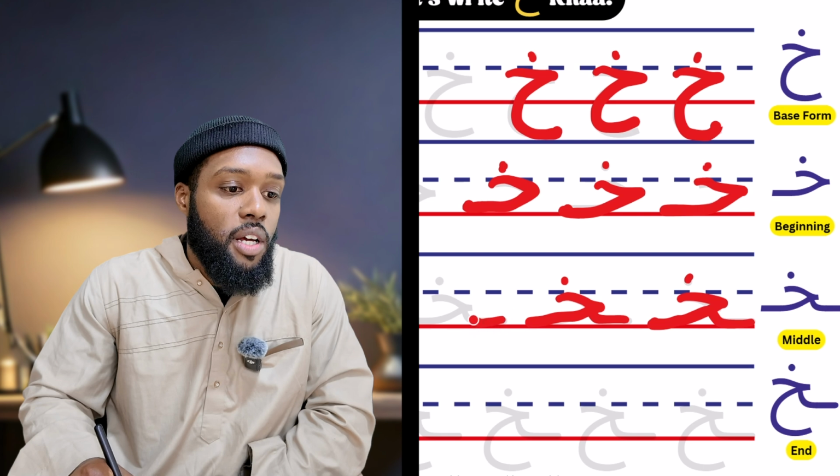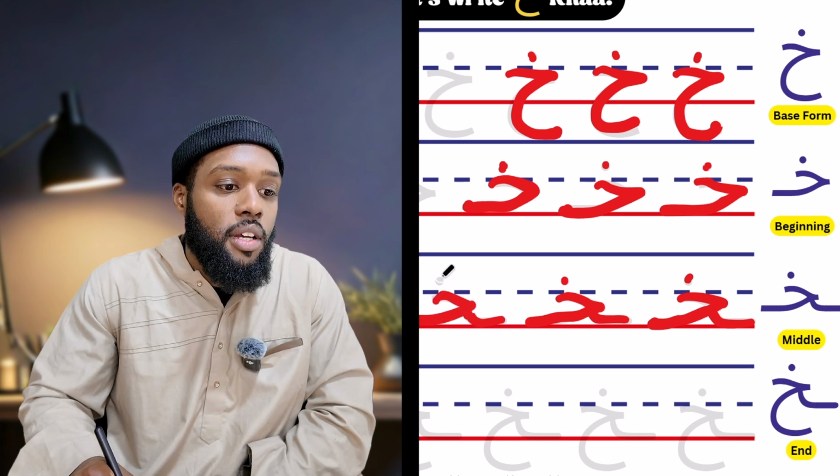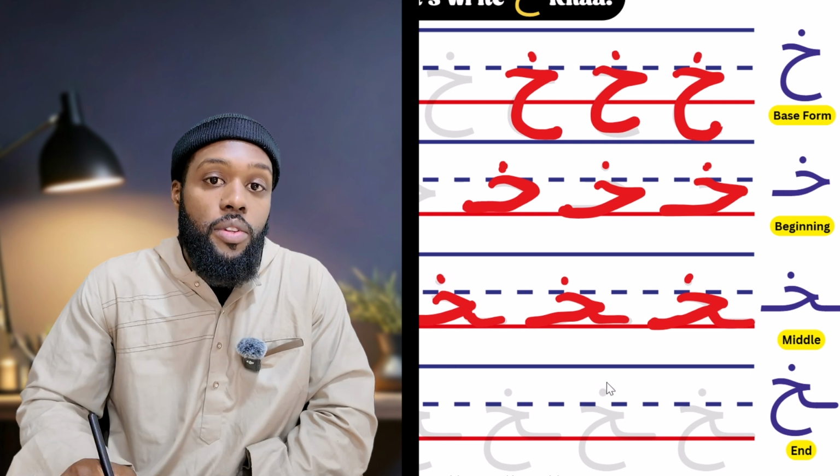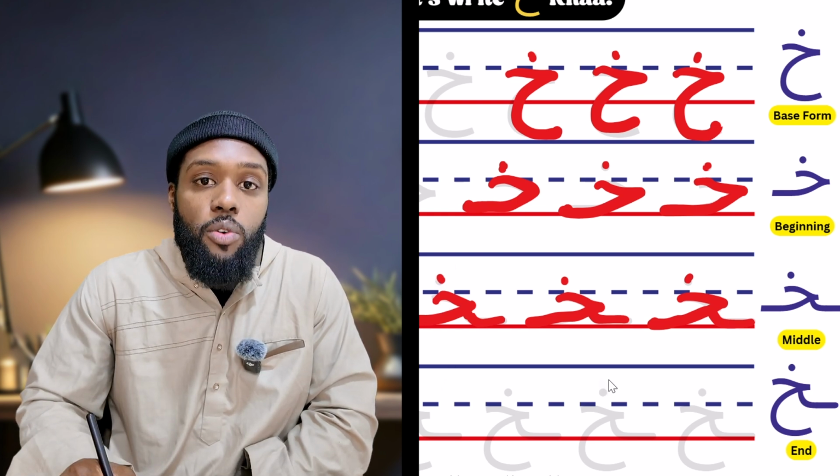And again, one more time, just like so. Okay, and the dot above. So this is the Khaa in its medial form, right?